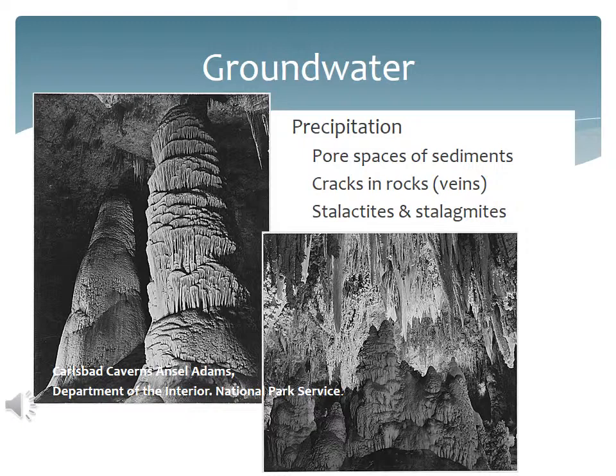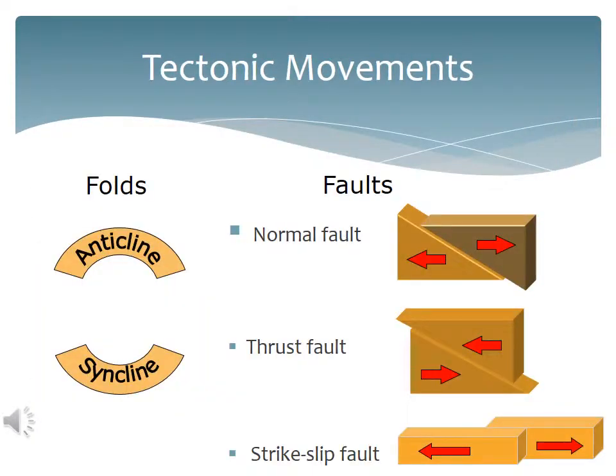There are two basic ways a crust can move: folds and faults. With folds, you're bending the rock. Obviously, this is a rather slow process. If the rock bends upward, we call it an anticline. If it bends downward, we call it a syncline.